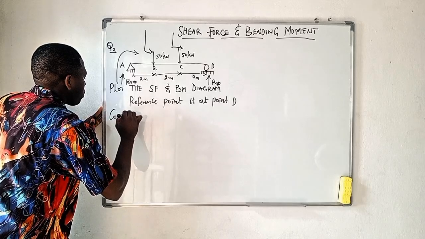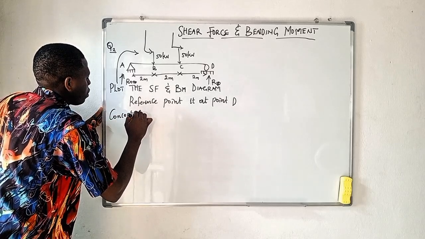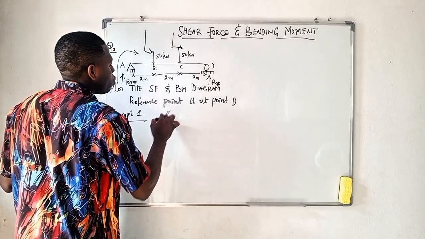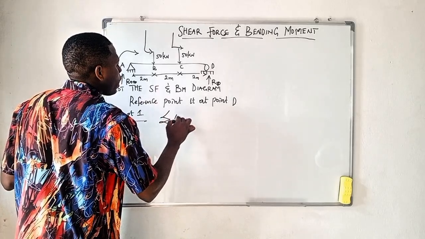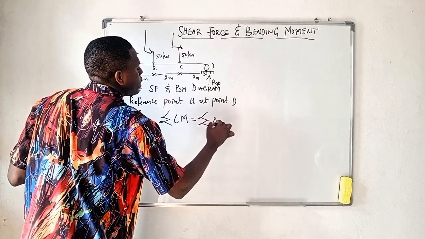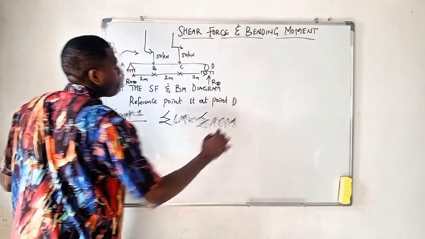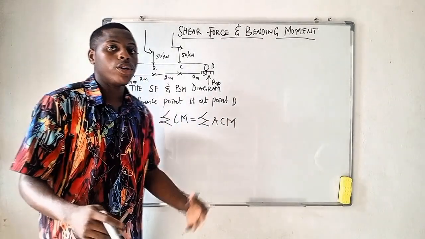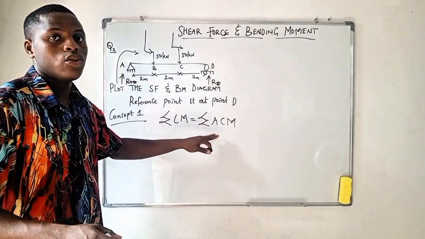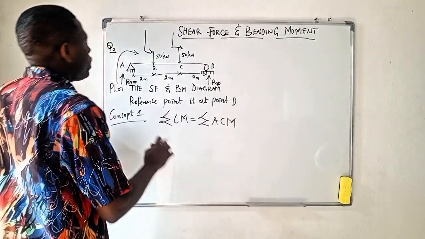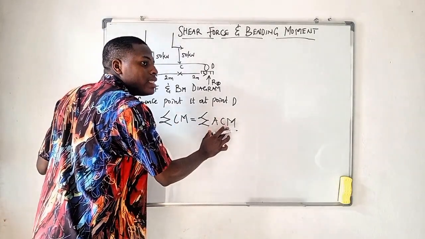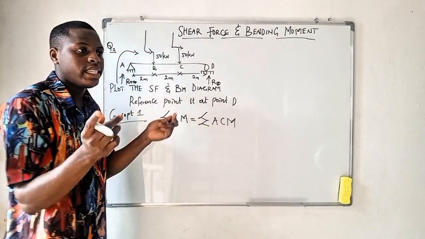So your first concept, concept 1, is the summation of clockwise moment is equal to the summation of anti-clockwise moment. Please, when you're writing this in your exam or in your test script, write it in full. Don't abbreviate it. So this is your clockwise moment, and this is your anti-clockwise moment, and you're taking the sum.